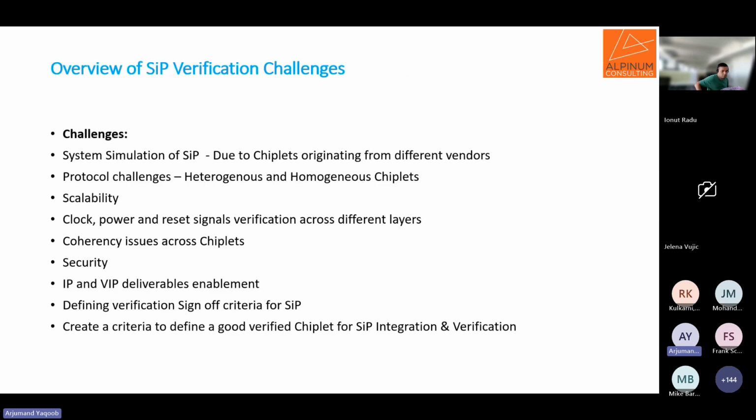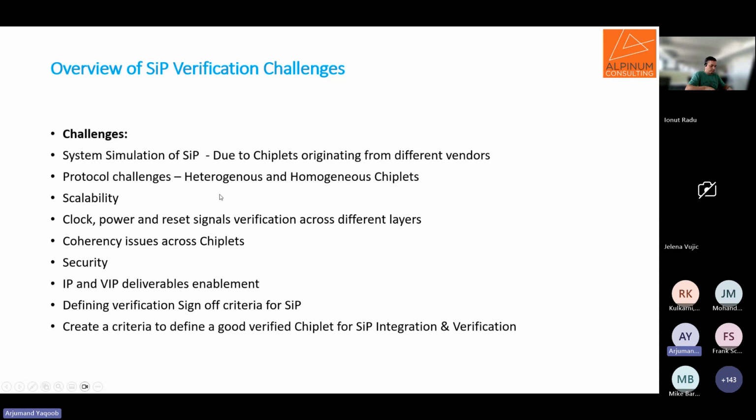The main challenges of the SIP are not much different from those of SOCs, but they have unique characteristics. When we are going to simulate a SIP, many different vendors provide the chiplets, which are integrated by many different manufacturers, on different dies, different process nodes and different types. That poses a big challenge as well. Then the type of SIP, heterogeneous or homogeneous, will pose different challenges that will be discussed. And then there is scalability, which comes as SIPs become huge.